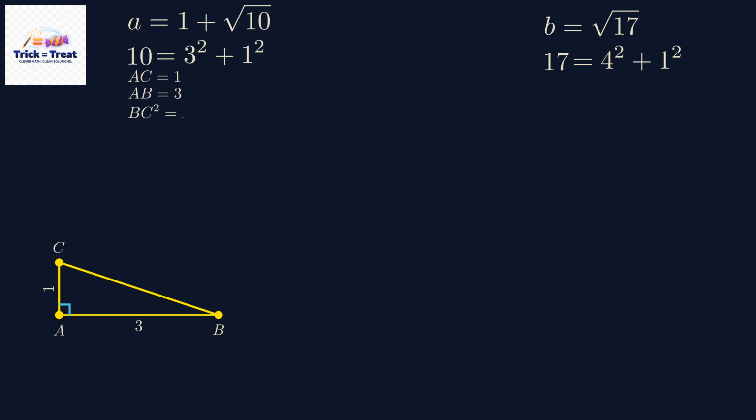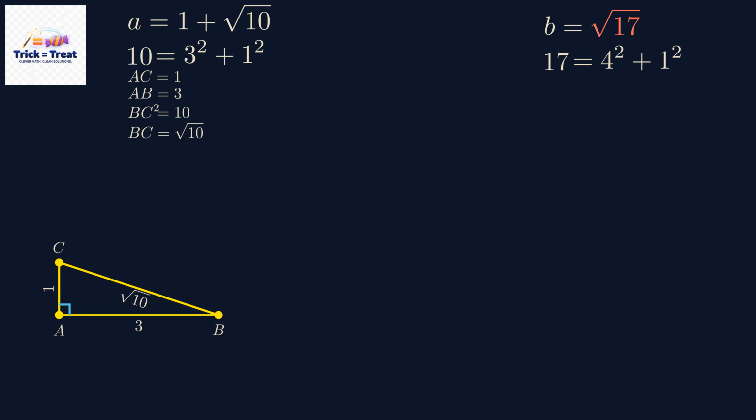Now, the Pythagorean theorem: BC squared equals AB squared plus AC squared. That is, BC squared equals 3 squared plus 1 squared equals 10. This means BC equals square root of 10, the hypotenuse of a right triangle with legs of lengths 3 and 1. Okay, now we can get a line segment whose length is precisely square root of 10.